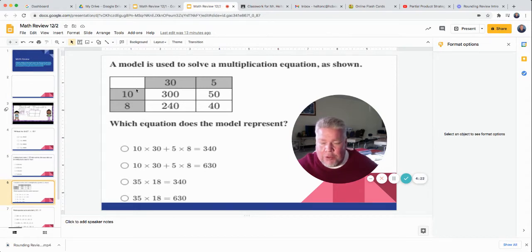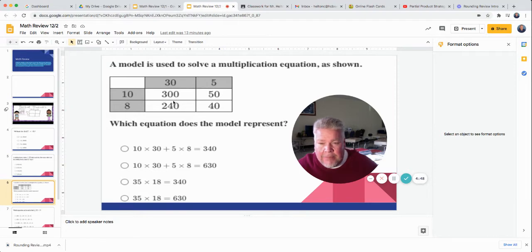But if you'll remember when we did the area model for multiplication, we broke apart the numbers we were multiplying. So this represents 30 plus 5. So this is 35 times, this is 10 plus 8. 35 times 10 plus 8 is 18. So 35 times 18. Then you would add all these up inside these boxes to find the answer.